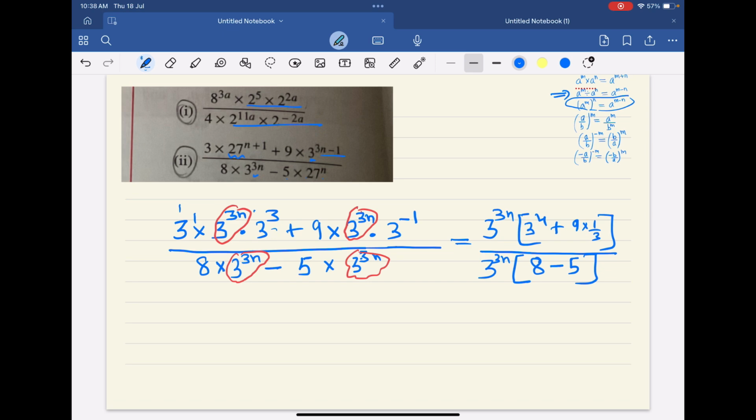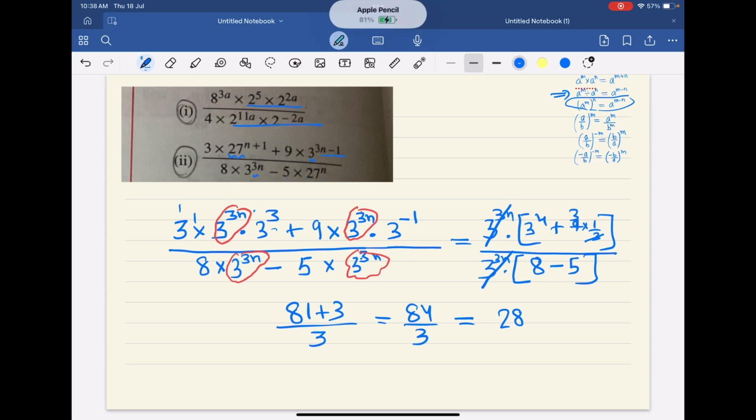Now students, because this is fraction multiplication, so numerator and denominator, if possible, we can cut. So 3 to the power 3n and 3 to the power 3n cut each other. We are left with 3 to the power 4, which is 81, plus 3 upon 8 minus 5. So we get 84 upon 3, and you get the answer as 28.